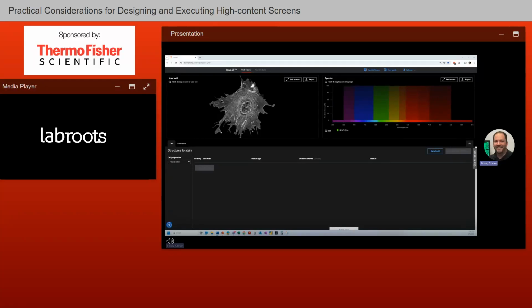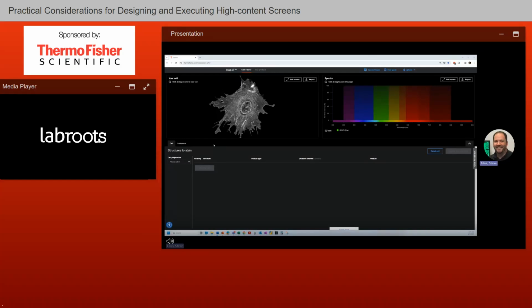I'd like to introduce you to a recently released tool called StainIt. StainIt is a web-based all-in-one tool that allows you to plan, visualize, and order your imaging reagents via a series of guided steps. I like to think of this as the ultimate tool for a DIY cell paint or kit builder for cellular imaging experiments. Let's walk through this briefly.